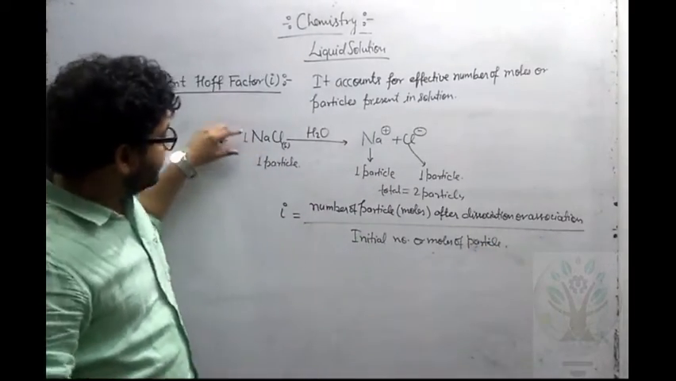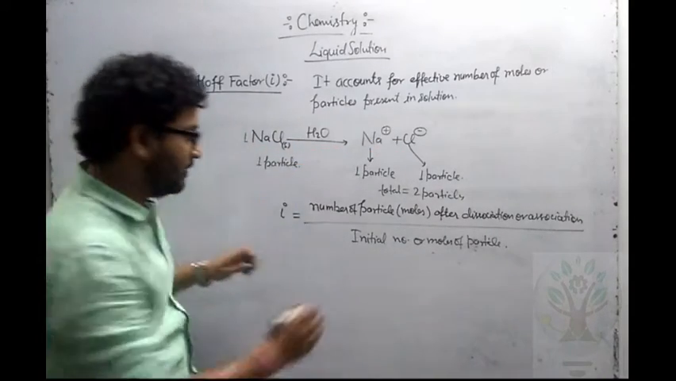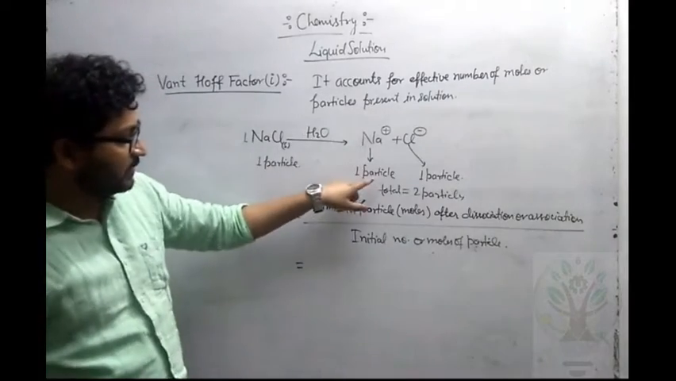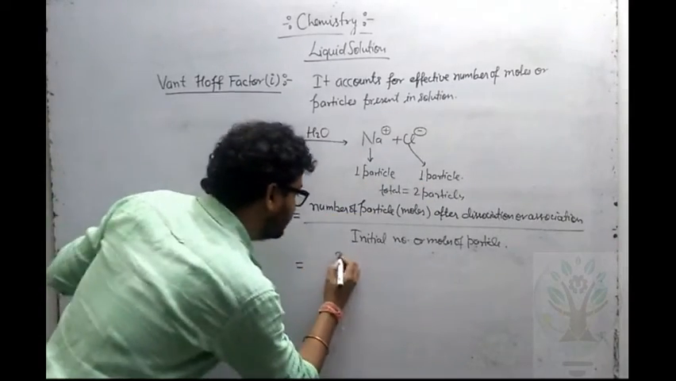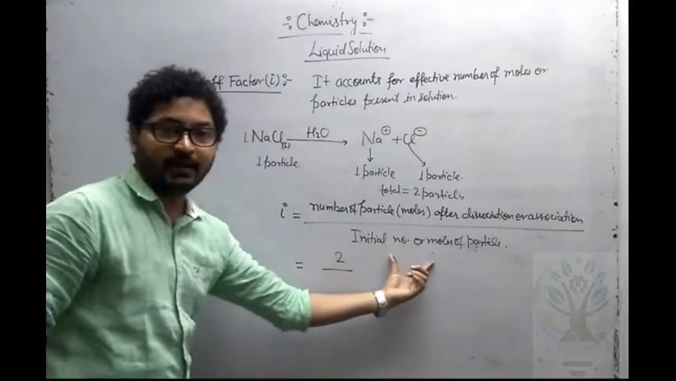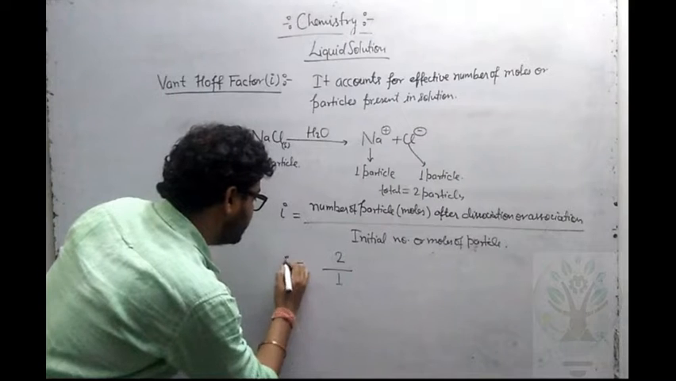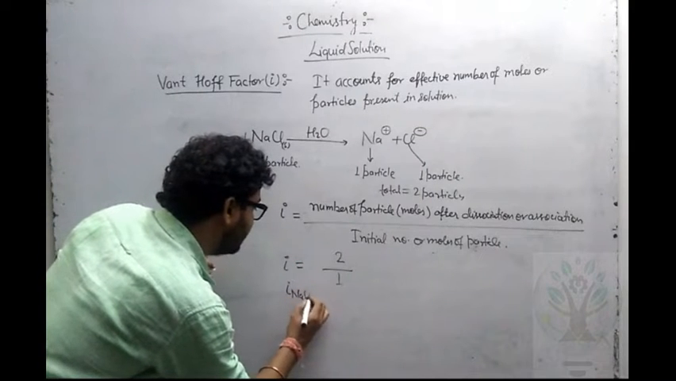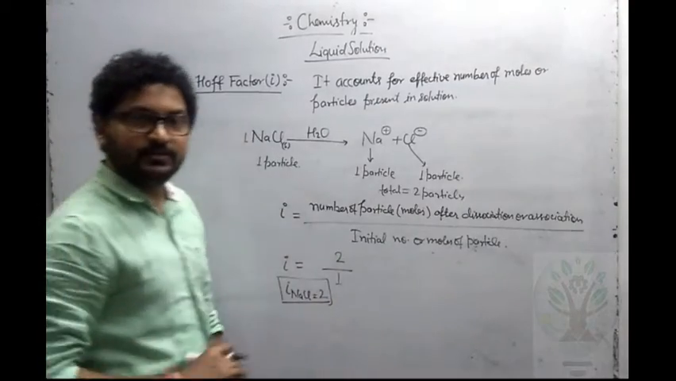Okay. For example, in this case, NaCl gives me Na plus and Cl minus. So tell me, how many final particle I have? How many particle I have? I have 1 plus 1, that is 2. How many initial particle I had? I had just 1 particle. So 2 by 1. So I for NaCl will be equals to 2. Are you getting the same?